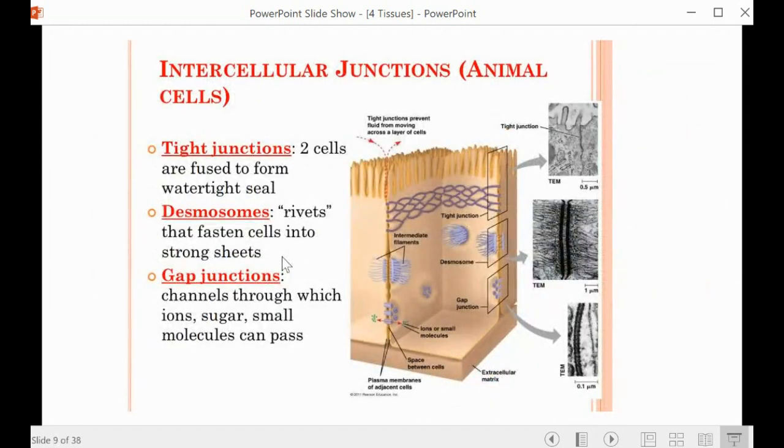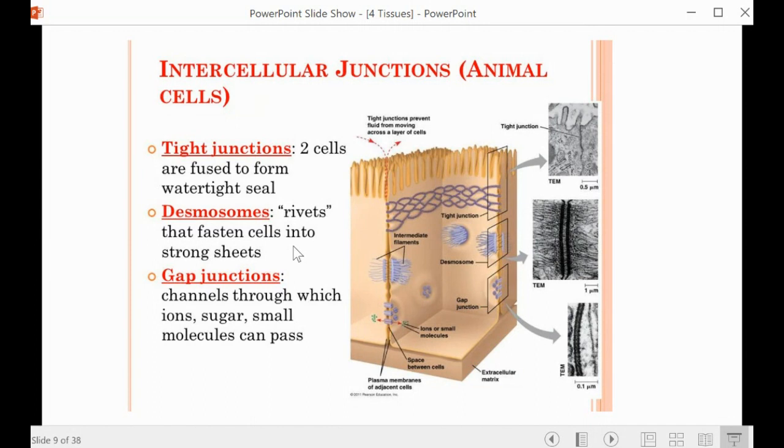So let's look at some of these intercellular junctions. These are for animal cells, obviously, because humans are animals. There are tight junctions, where we have two cells forming a watertight seal. We see this in our skin surface. If I put water on top of my skin, it is not somehow seeping through my skin. Desmosomes are those rivets that are going to fasten them into really strong sheets.